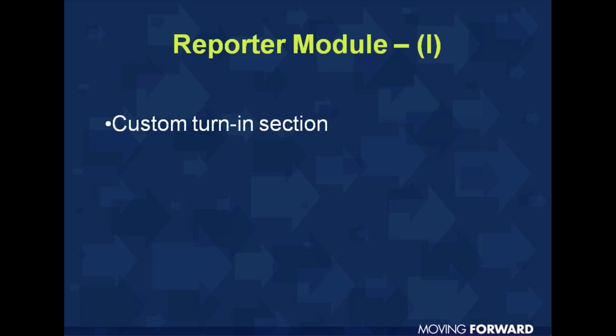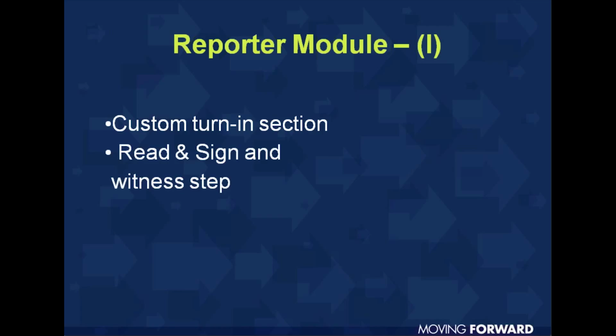You can now create a custom section for additional information you require during the turn-in process. Custom fields can be added to step 1, the job step, and step 2, the witness step of the turn-in. When reporters are turning in jobs through RB Web, in step 2, where they enter the witness information, they can now input whether read and sign is required, and they can set a read and sign date.